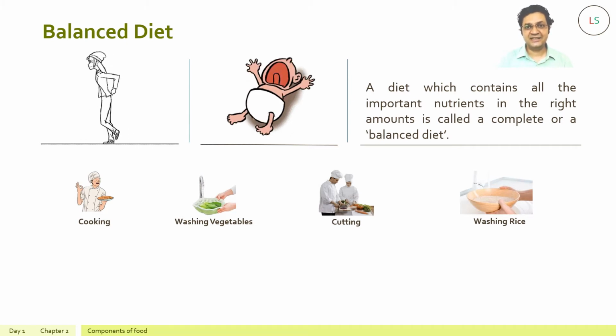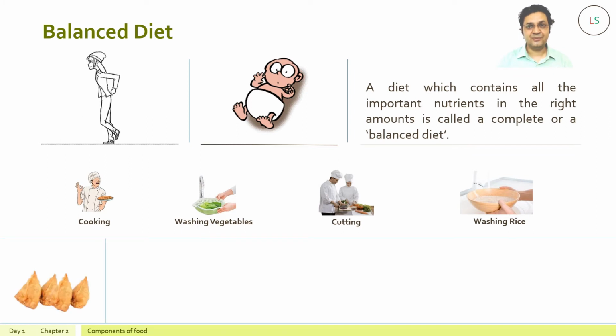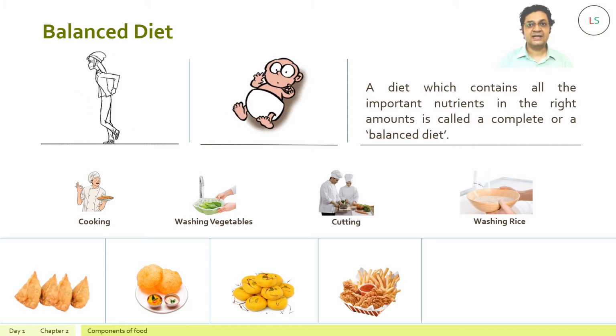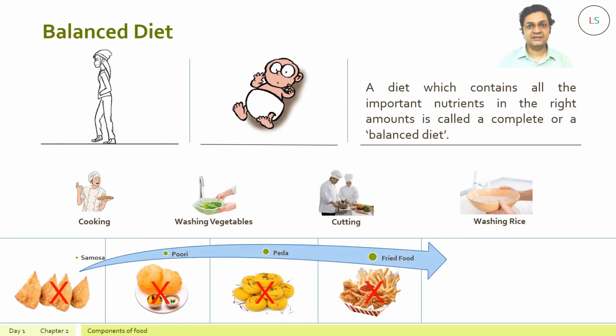It seems to be an easy way to obtain energy from fat-rich foods, but in actuality they are quite dangerous. Eating samosa, puri, peda or sweets and fried food can result in obesity.